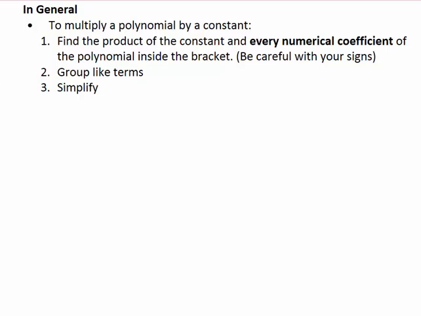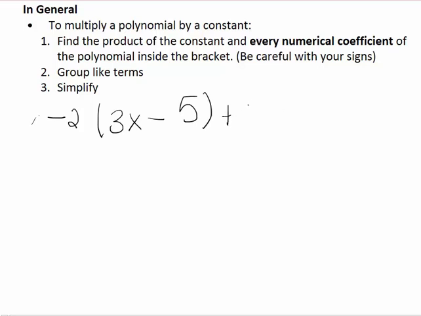So let's finish this up with an example using these steps, just to summarize everything. So if we have negative 2 times (3x minus 5) plus 2 times (negative 2x minus 10), we can solve it just as we did above.